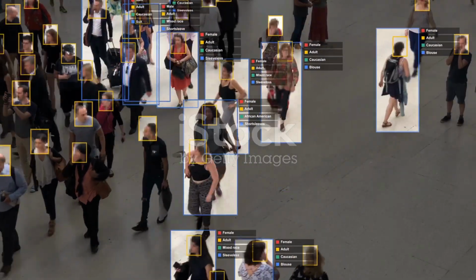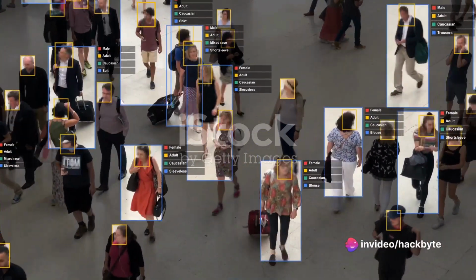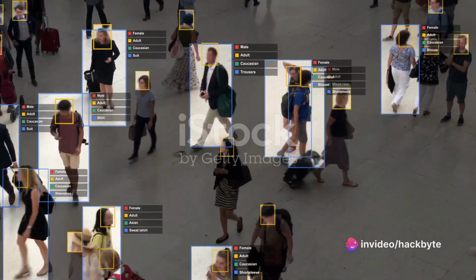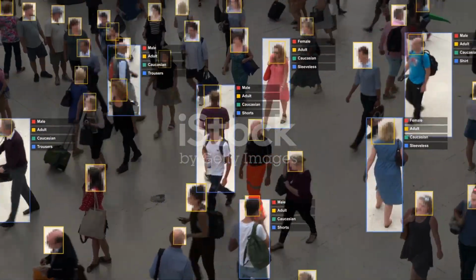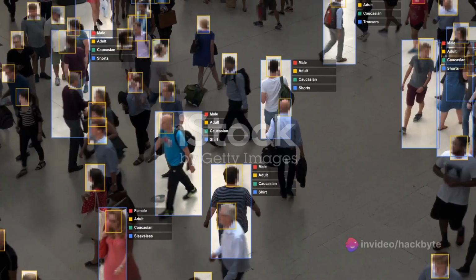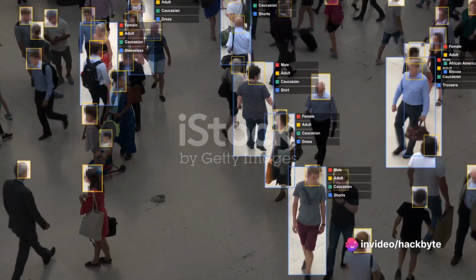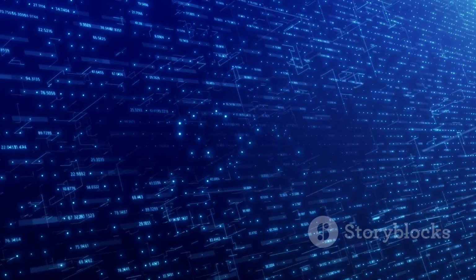First up, recommendation systems. Have you ever wondered how Netflix knows what shows to suggest, or how Amazon decides which products to recommend? It's all thanks to machine learning algorithms. They analyze your past behavior, preferences, and interactions to predict what you might like in the future. So, next time you see a movie suggestion pop up, remember, there's a complex algorithm at work behind the scenes.